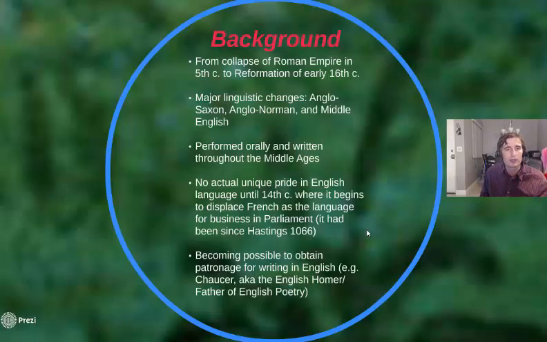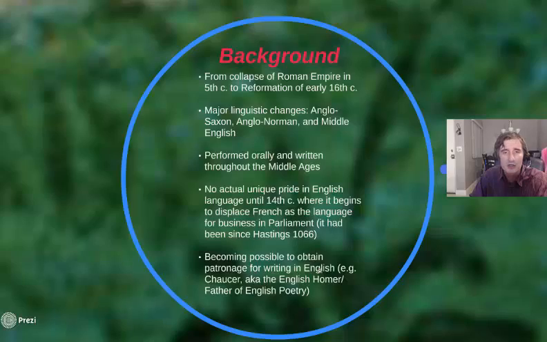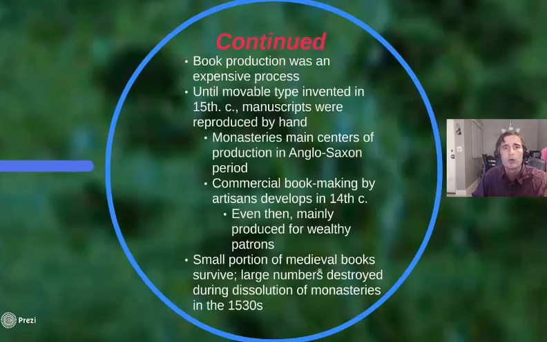French, an Old French variety, was implemented in 1066 among the nobility. And so that's another thing to keep in mind. The structure of society is nobility, church, and then everybody else, pretty much. And that's how it goes up until after the bubonic plague. So it is also becoming more possible to obtain patronage for writing in English, such as Chaucer, who's otherwise known as the English Homer. So book production was an expensive process during this time.